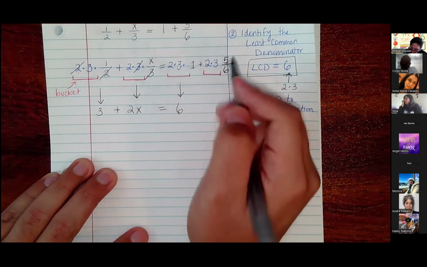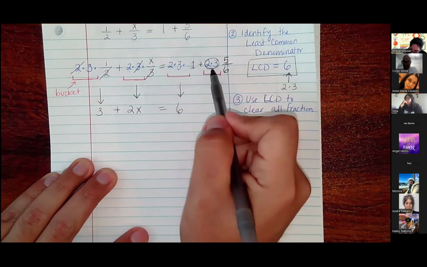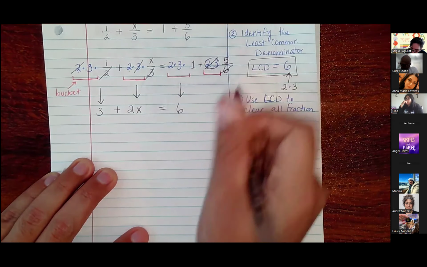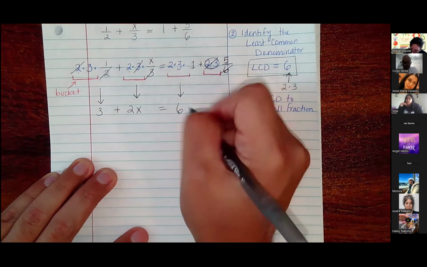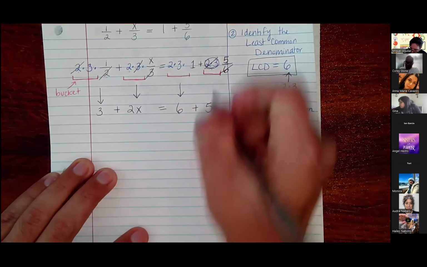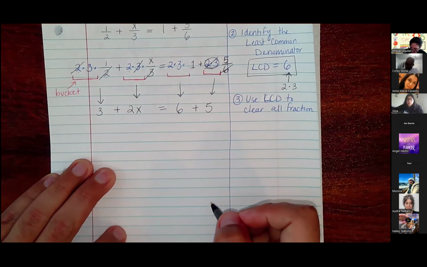And then finally, if you think about this bucket as one thing, 2 times 3 is 6. So the 2 and the 3 will cancel out with the 6. And what am I left with? 5. Just that plus 5. And I'm going to bring that down. Are you guys okay with that?